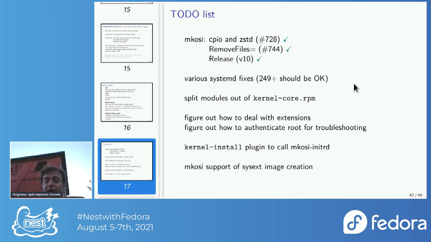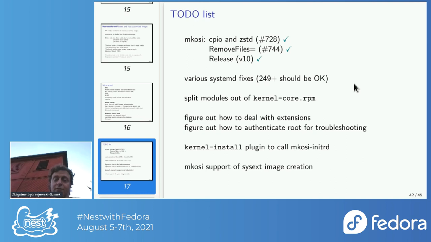And actually, a big chunk of work will be in packaging, if this is to be made really possible. In particular, the kernel RPM needs to be split better, because right now there is kernel core, kernel modules, kernel modules extra, and kernel modules internal. And the kernel core has the actual image, which I don't want, and it also has modules, but all of them in one big chunk.